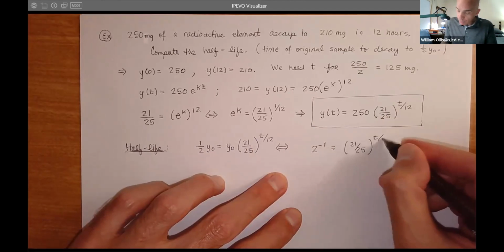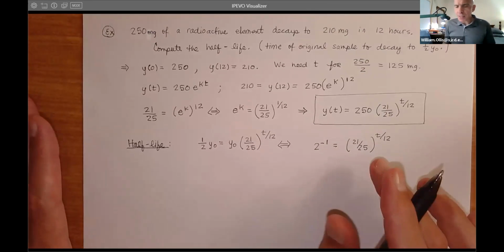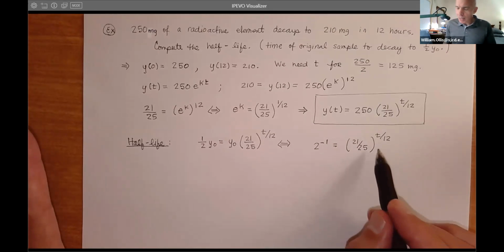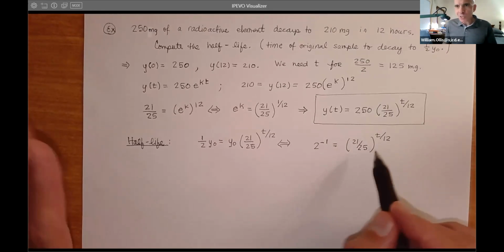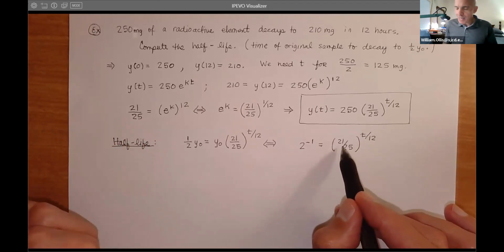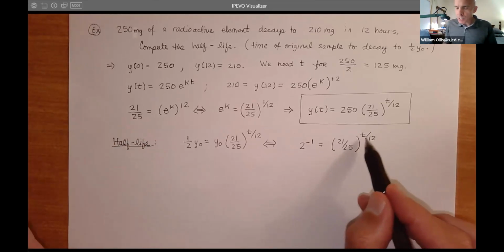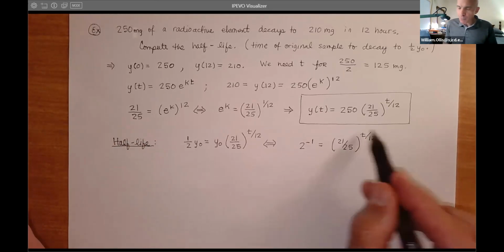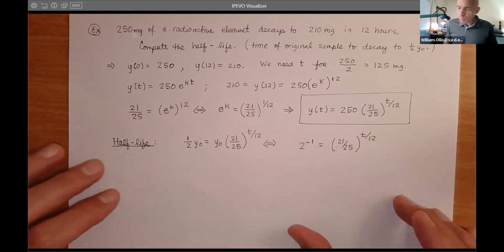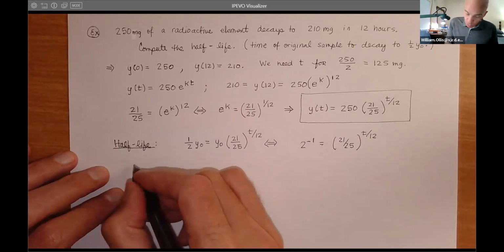t over 12. Now, what's interesting about this, and what is a good way to look at this point, is like, okay, I've talked to some of you about this during my conference hours. We don't want to use base 21 over 25. That's kind of ridiculous. So we can just take natural logs of each side to bring the power down, like we did with our interest problems, just to keep our sanity. So now take natural logs.